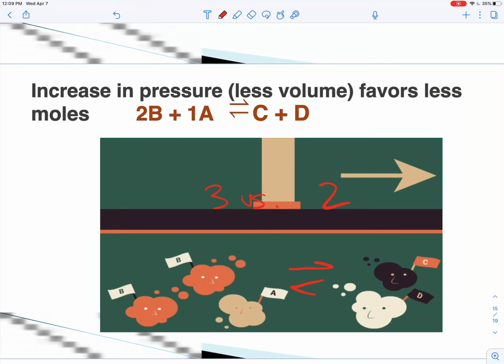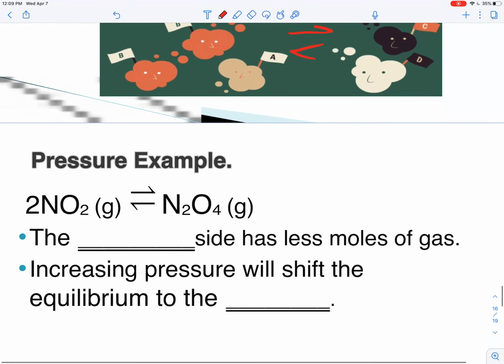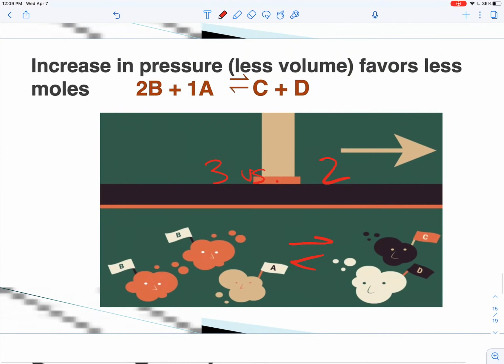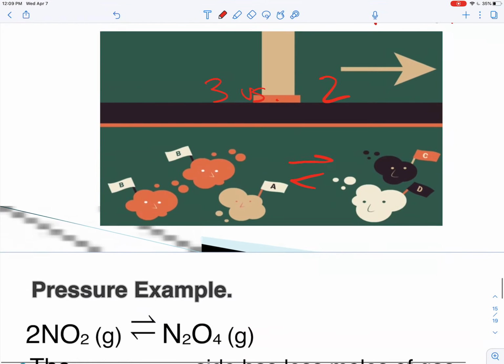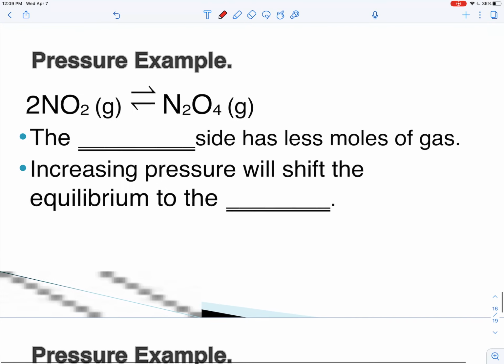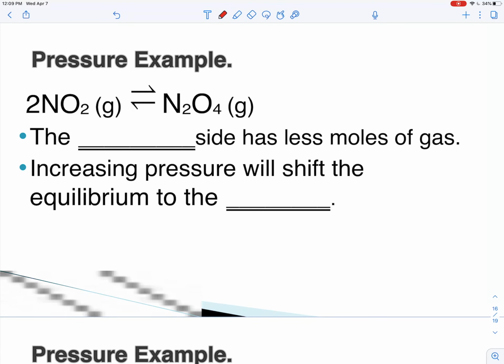So increase in pressure favors the side with less moles. So which side would this shift to? Here, as you can see, it's going to shift to the right. Increase in pressure. Okay. Let's try another example.